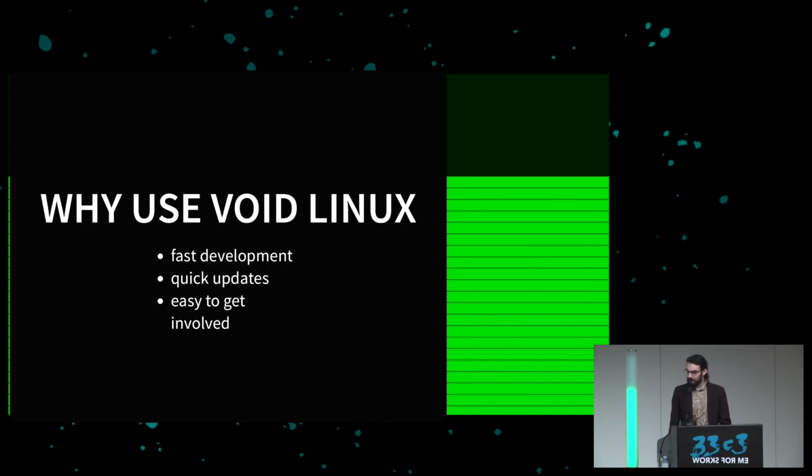So, why use Void Linux? It is quite fast in development. You can expect that for easier updates, we release our versions of the packages from the release of the upstream maintainer to the package in around 48 hours, maybe. For harder updates, it's a little bit longer. But the mean usage is around that.